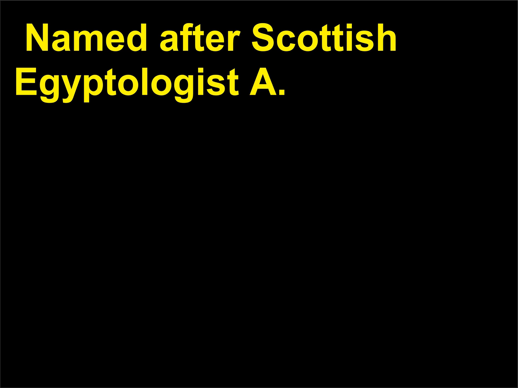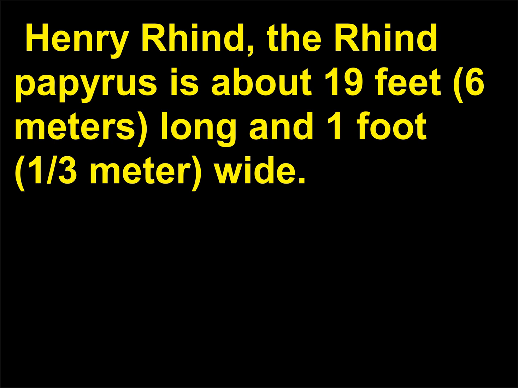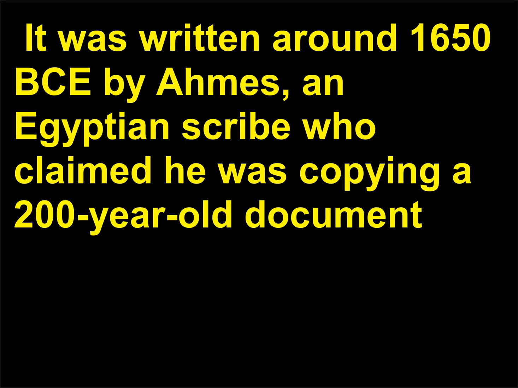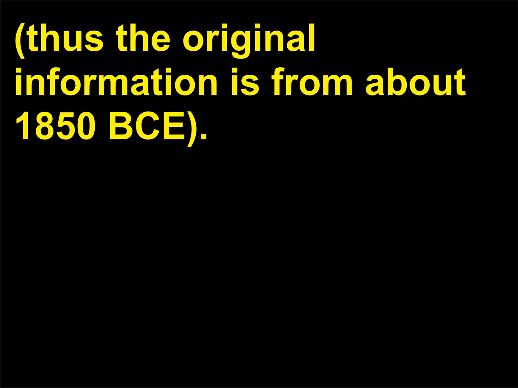Named after Scottish Egyptologist A. Henry Rhind, the Rhind papyrus is about 19 feet, 6 meters, long and 1 foot, 1/3 meter, wide. It was written around 1650 BCE by Ahmes, an Egyptian scribe who claimed he was copying a 200-year-old document. Thus the original information is from about 1850 BCE.